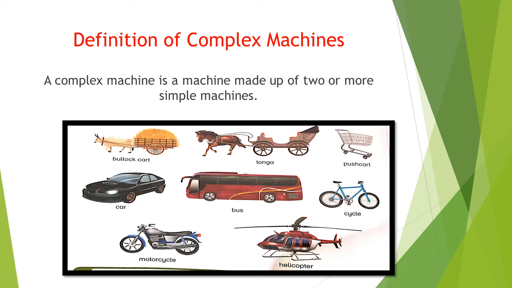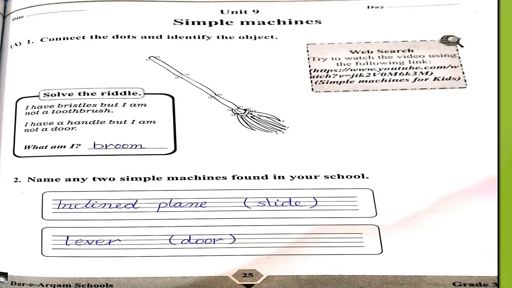Now let's move toward the workbook work of this page. Students, after completing our reading book and giving you the concept of simple machines, now it's time to solve the workbook pages, which start from page number 25. Page number 25, unit number 9, simple machines.